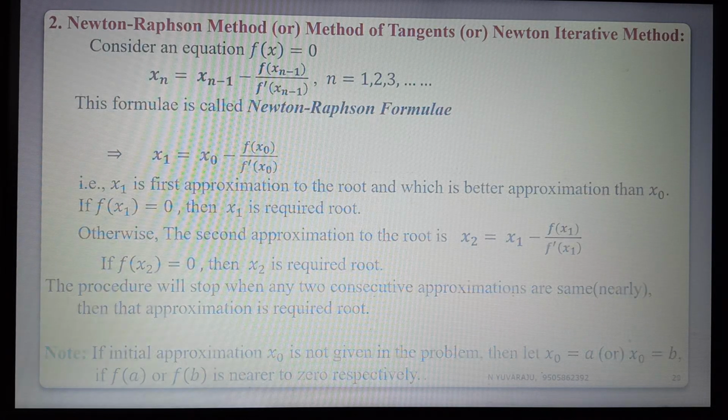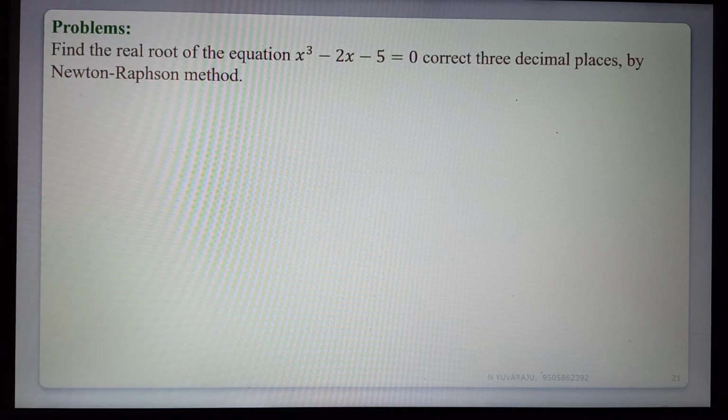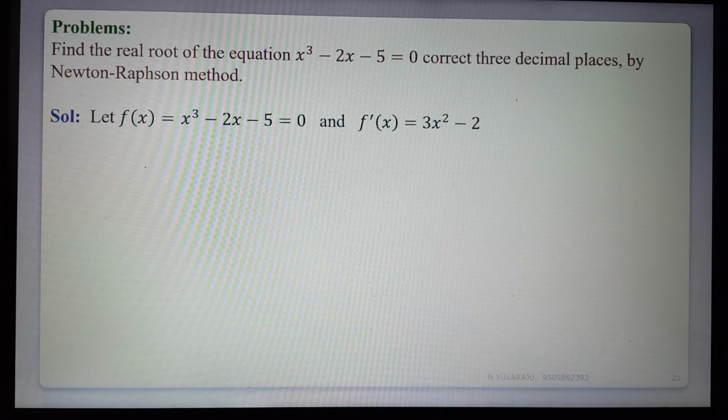See the example here. Find the real root of the equation x cube minus 2x minus 5 is equal to 0, correct to 3 decimal places, by the Newton-Raphson method. Let f of x is equal to x cube minus 2x minus 5. Next, finding f dash of x, f dash of x is equal to 3x square minus 2.